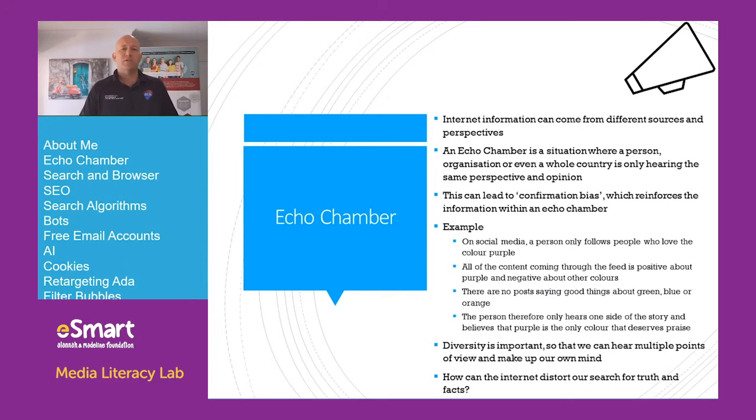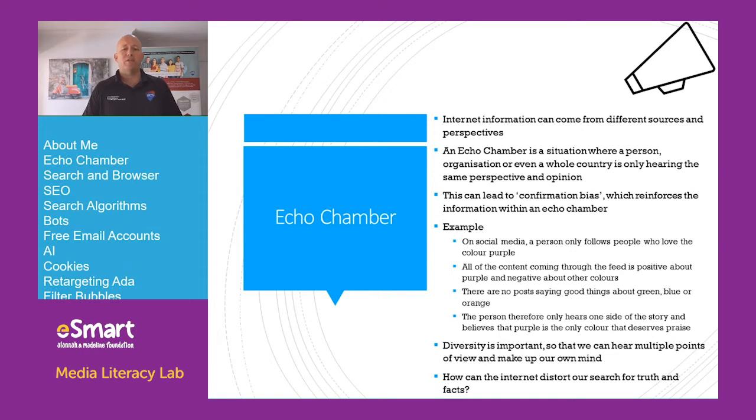So, for example, on social media, a person only follows people who love the colour of purple. All of the content coming through their feed is positive about purple and negative about other colours. There are no posts saying good things about green, blue, orange, etc. So the person therefore only hears one side of the story and believes that purple is the only colour that deserves praise. Now, we all know that diversity is very important. We need to hear multiple points of view and empathise with people from different backgrounds.